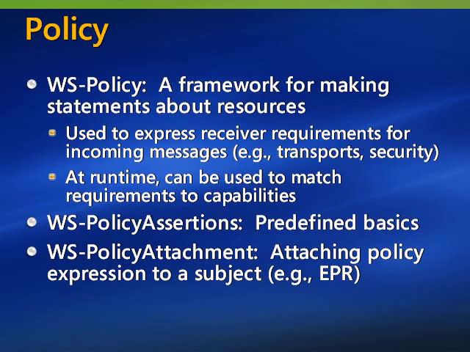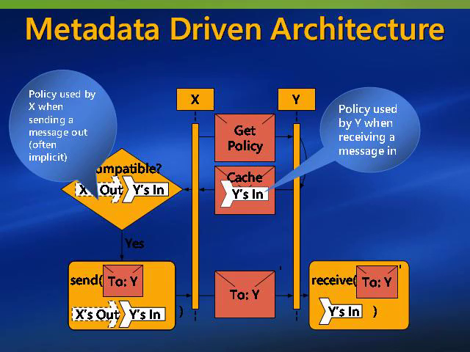Okay, policy. Policy has 3 specs. There is WS policy, which is a framework for making statements about resources. We already talked about that metadata-driven architecture. That's exactly the framework that we're talking about, and we'll talk about that in detail. There's policy assertions, which is just a couple of canned assertions that we think are useful. Policy attachment is a way to attach policy to a domain, to a subject, like an endpoint reference.